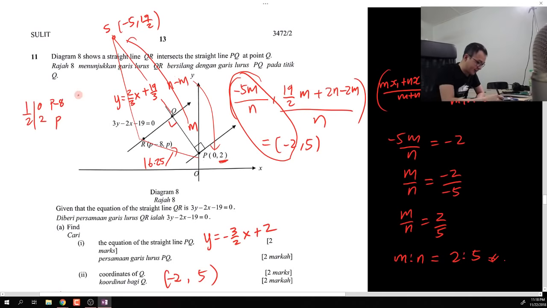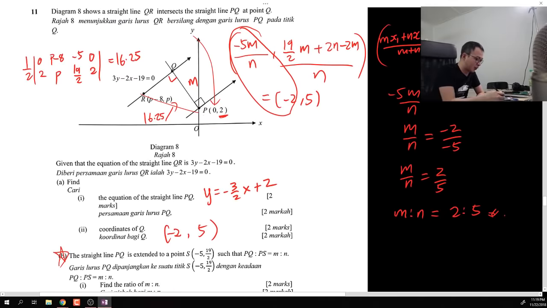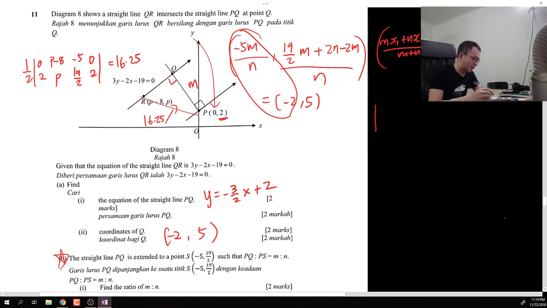And P, S is negative 5, 19 over 2. Repeat the first one, 0, 2. And then the area equals 16.25. Of course, the first thing I do is move the 1 over 2 to the other side. It will become multiply. And then I will do the rest here. So you can see this is what I'm doing here. So I will just multiply like this.